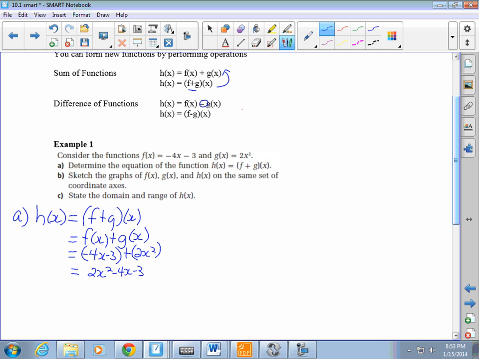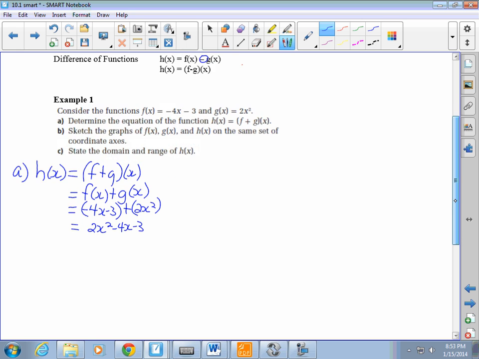B part says, sketch the graphs of f of x, g of x, and h of x on the same set of coordinates. So in order to graph these, I have to know some values to plot in here. So I can do this in kind of a modified t-chart, because I'm going to do my graph for my input being x, and I'm going to put that into my f of x function, my g of x function, and my h of x function.